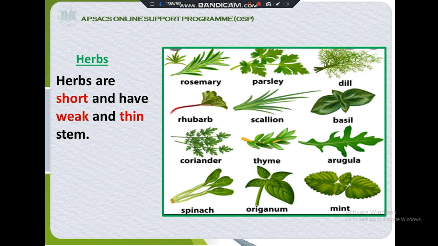Now, the other small plants are called herbs. Herbs are short and have a weak and thin stem. I think in your daily life all of you have seen spinach, which your mama uses at home. Mint. You have seen coriander, parsley. All these are things which you use in your homes, and you have seen that they have a very thin and short stem.